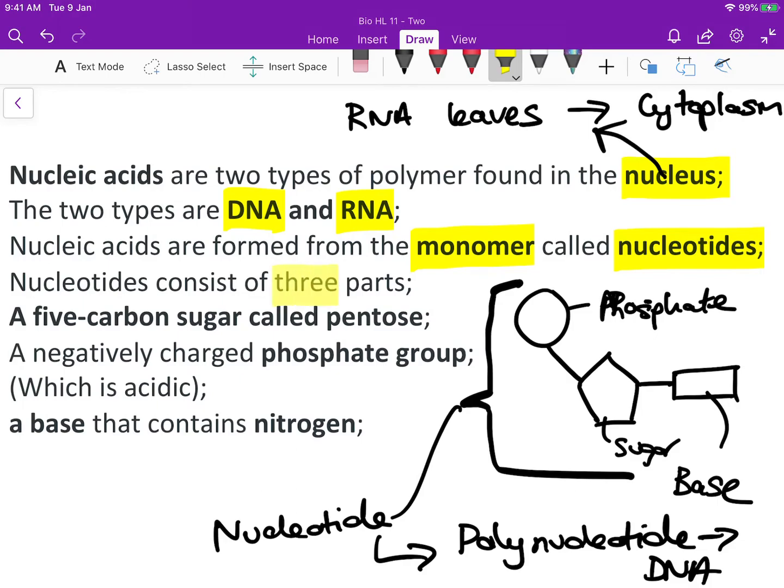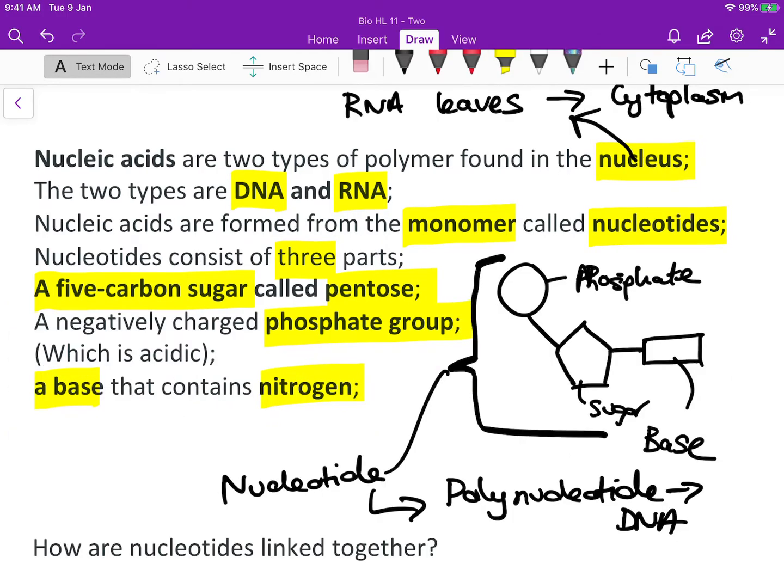Okay, so we talked about the three parts: a 5-carbon sugar called a pentose, the negatively charged phosphate group, and a base which contains nitrogen, because it's a nitrogenous base. So our next question is, how do the nucleotides in one strand link together? We're thinking in just one strand at the moment.